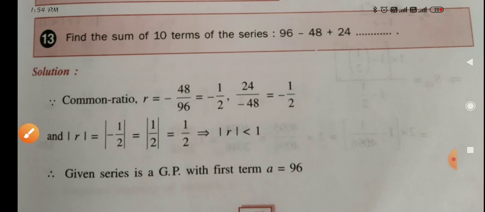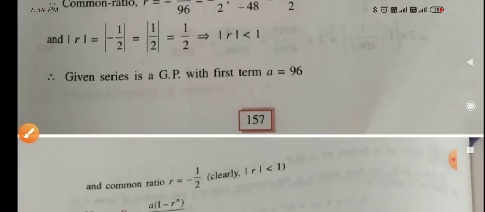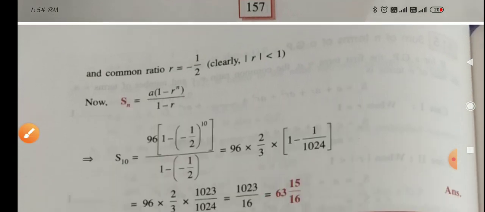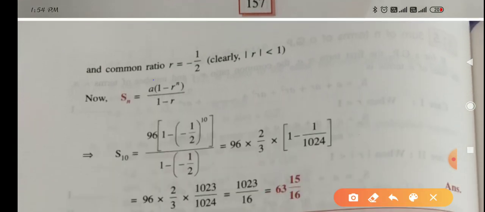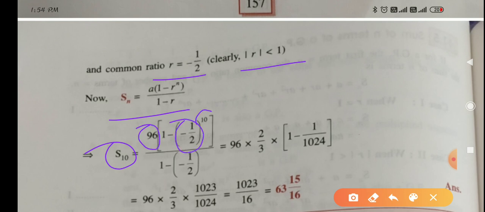You can see now, the first term is 96, it is given, and the common ratio is -1/2, |r| is less than 1, they are writing. Now Sn equals a into (1 minus r to the power n) upon (1 minus r). Now S10, in place of n you have to put 10, because you have to find the sum of 10 terms. In place of a, 96, in place of r, -1/2, in place of n again 10, and in the denominator 1 minus, in place of r, -1/2.